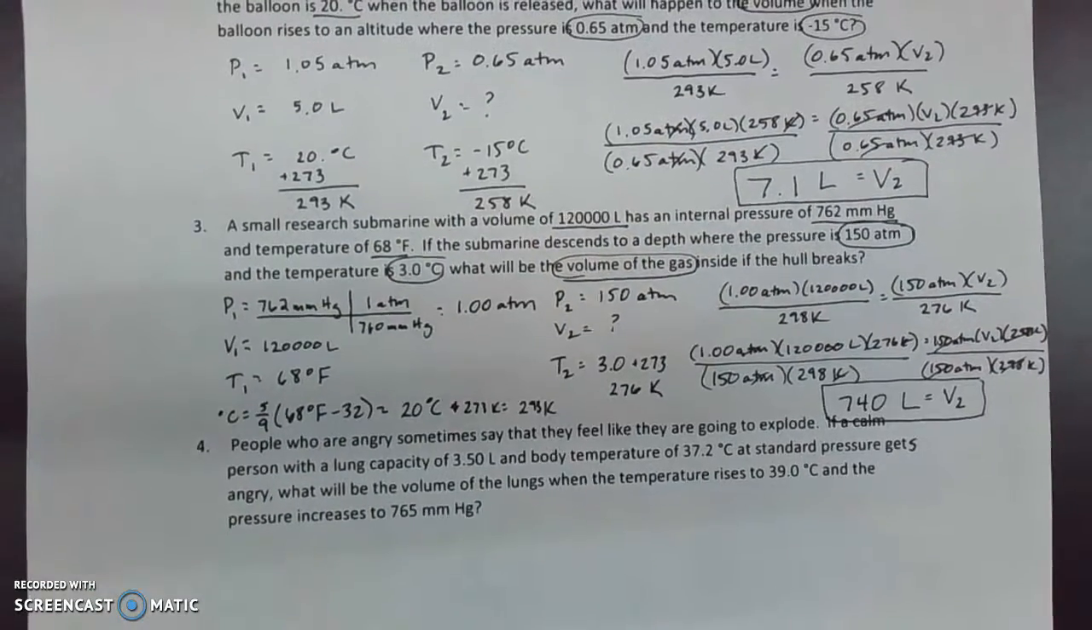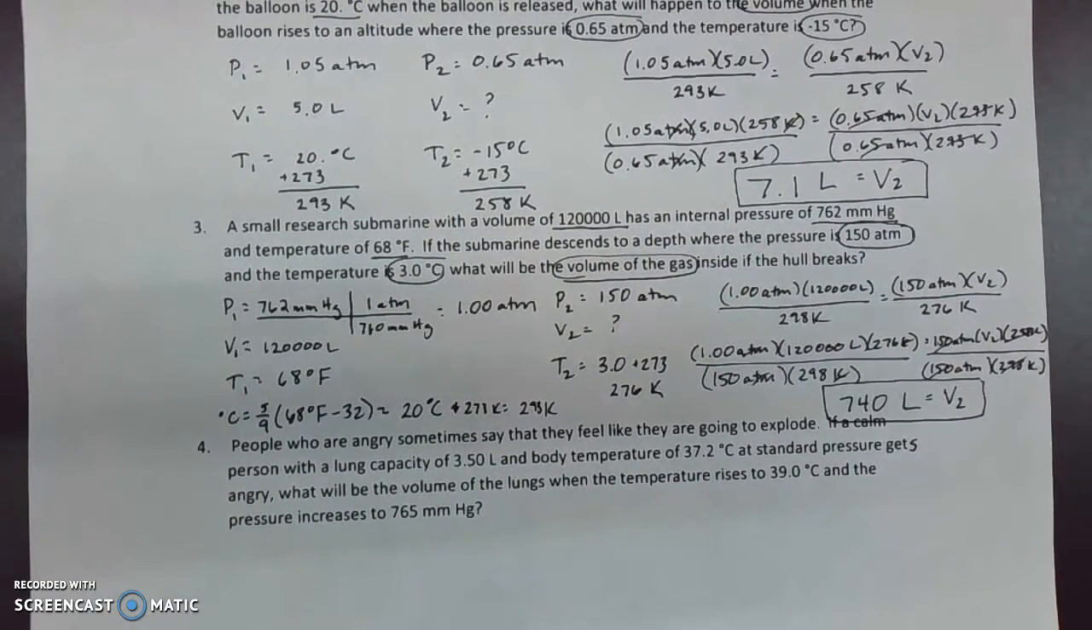Now our last problem. This one's kind of funny. People who are angry sometimes say that they feel like they're going to explode. If a calm person with a lung capacity of 3.5 liters and a body temperature of 37.2 degrees Celsius at standard pressure gets angry, what will be the volume of the lungs when the temperature rises to 39.0 degrees Celsius and the pressure increases to 765 millimeters of mercury? So we'll see if they explode.